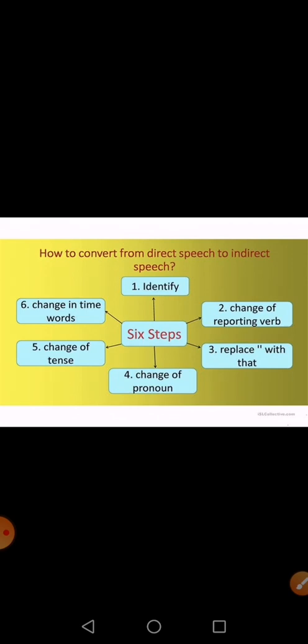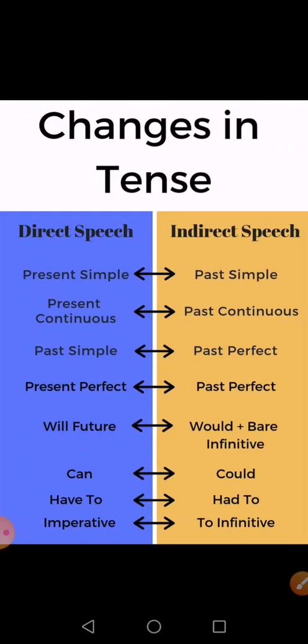The fifth step is change of tense. If the reporting verb is in the past tense, then you will change the tenses according to it. The reporting speech is in the past tense, and the reported speech, which is enclosed in inverted commas, is in the simple present tense, then you will change it into simple past. If it is present continuous, you will change it into past continuous. If it is simple past, you will change it into past perfect.